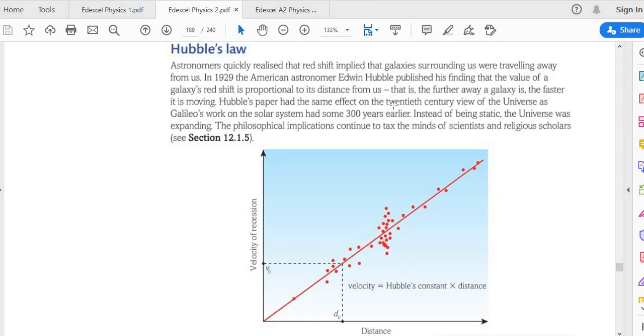Hubble's paper had the same effect on the 20th century view of the universe as Galileo's work on the solar system had some 300 years earlier. Instead of being static, the universe was expanding. The philosophical implications continue to tax the mind of scientists and religious scholars. Section 12.1.5.